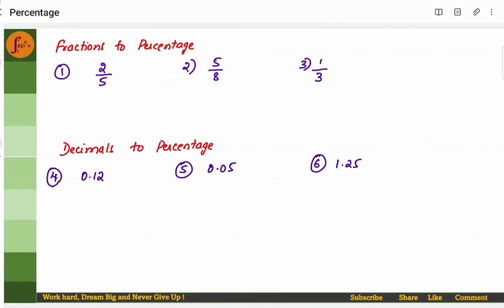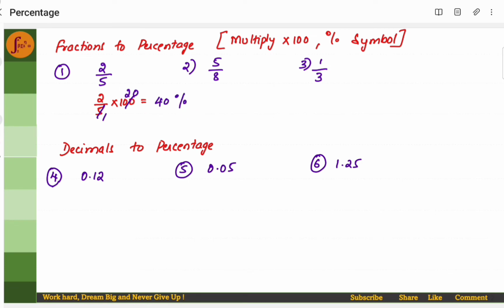Now, let's take few examples. Let's convert fractions to percentage. 2 by 5 is given, right? This is a fraction. I have to convert this to percentage. What do I have to do? I have to multiply with 100, right? And put percent symbol. That's all I have to do. So I'll do 2 by 5 into 100 is equal to 5 ones are 5, 5 20s are 100. I'll get 40 and put percent symbol.